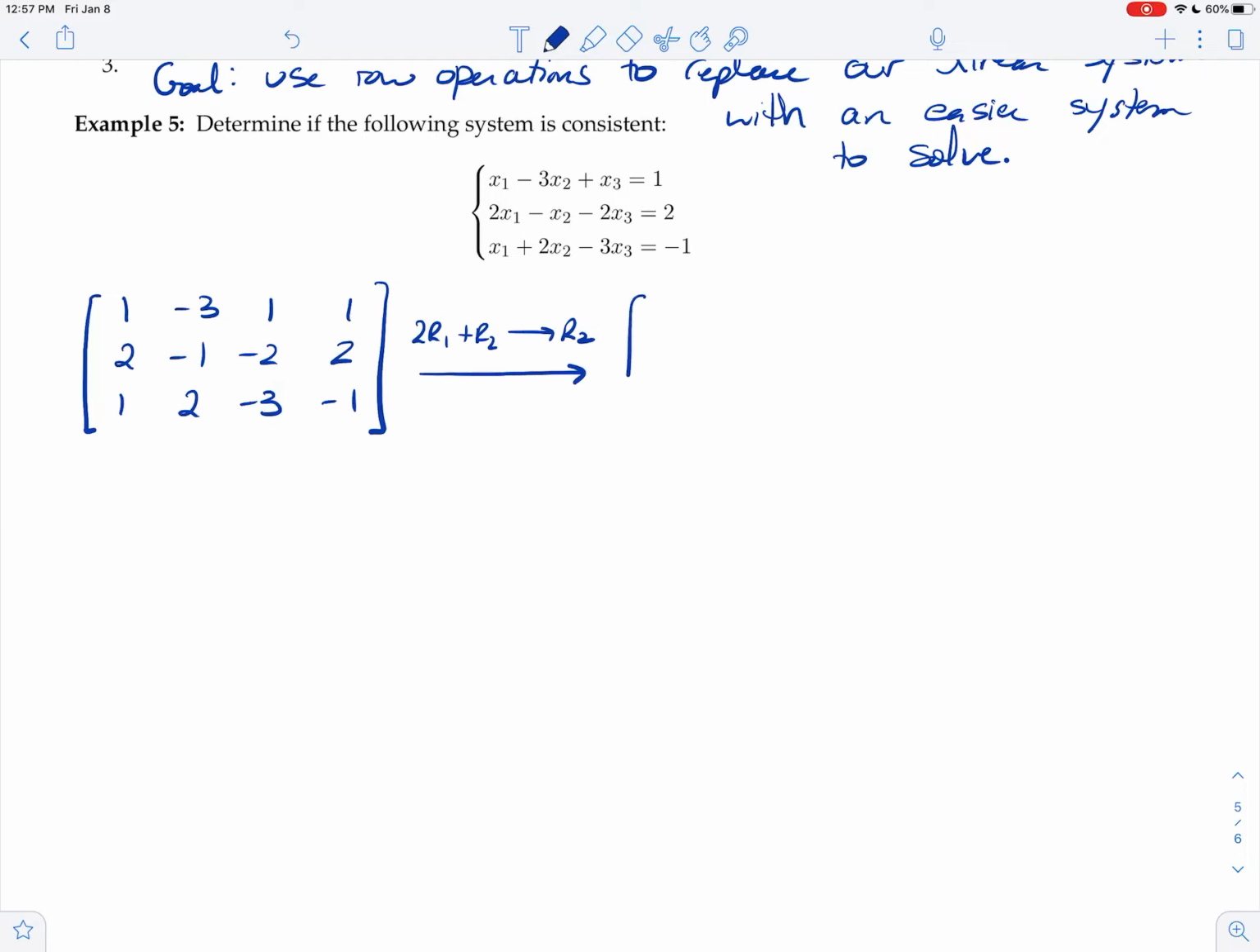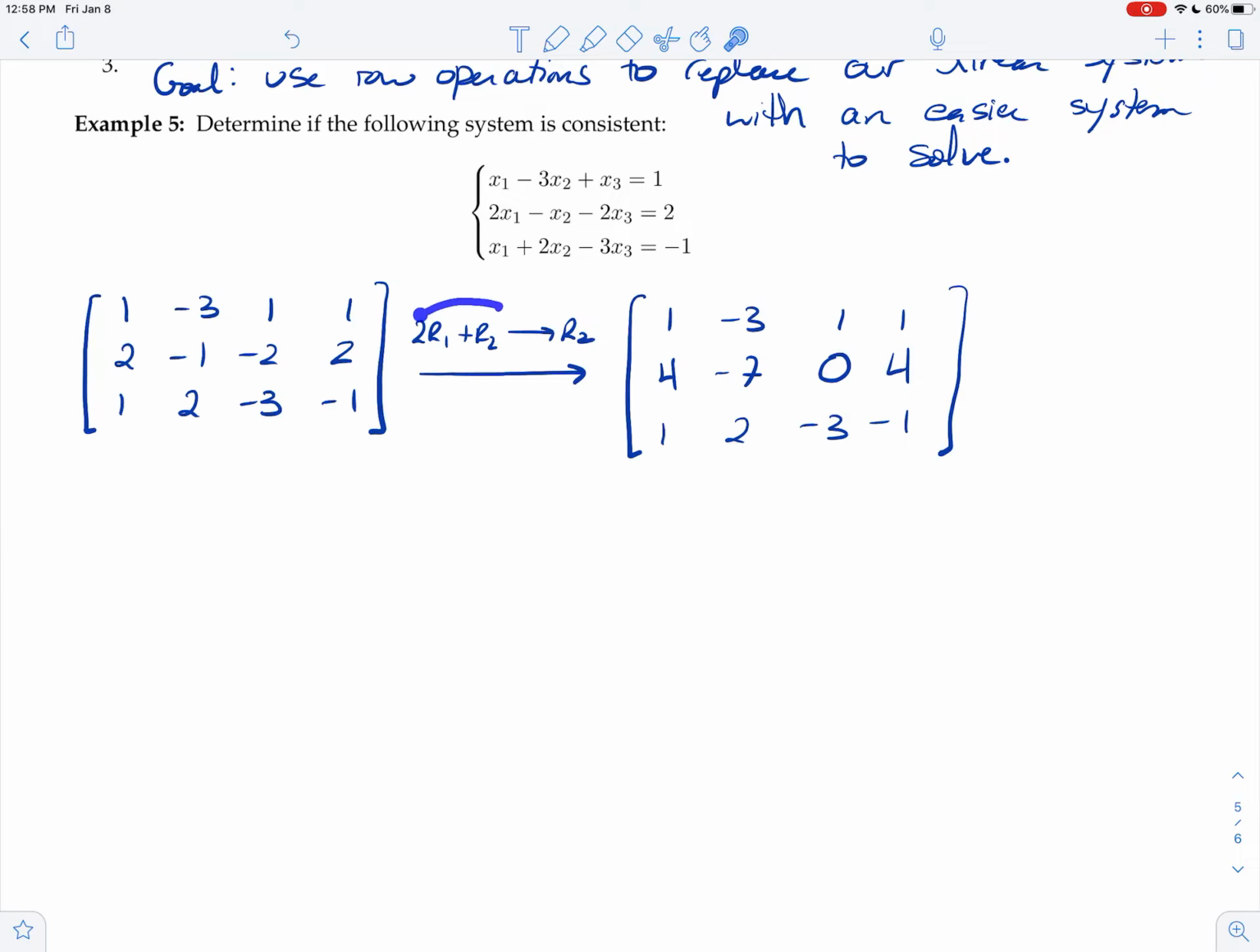So what does that give me? Well, first off, notice that only row 2 is changing. So I can just write down row 1. It's still the same, 1, minus 3, 1, 1. And I can write down row 3, 1, 2, minus 3, minus 1. Those don't change. Row 2 is twice row 1 plus row 2. So here we go. I'm going to say this plus 2 times that one. Well, that's just 4. This one plus 2 times that one, so that's just minus 6 minus 1 is minus 7. I get a 0, and I get a 4. So that is an example of an elementary row operation.